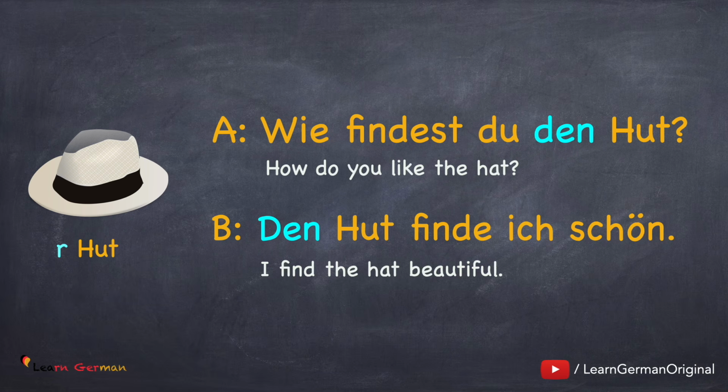Here are some more examples. Wo finde ich den Schlüssel? Er trinkt den Saft nicht. Den Tisch kaufen wir. As you can see, the objects in these sentences are masculine, hence der changes to den.